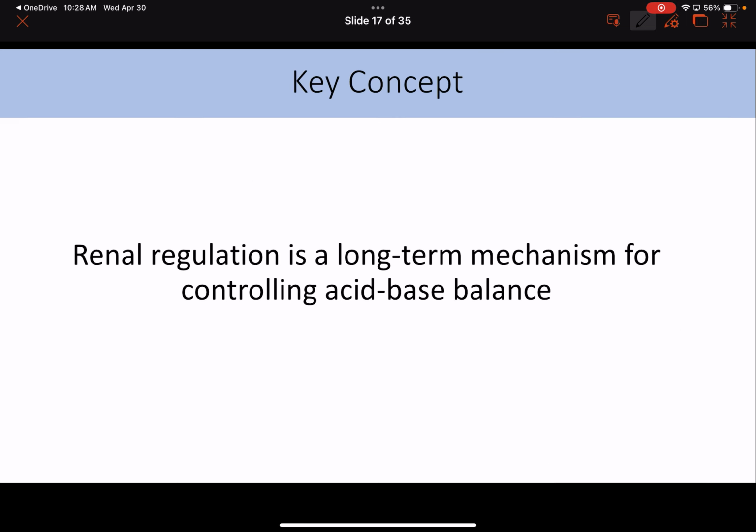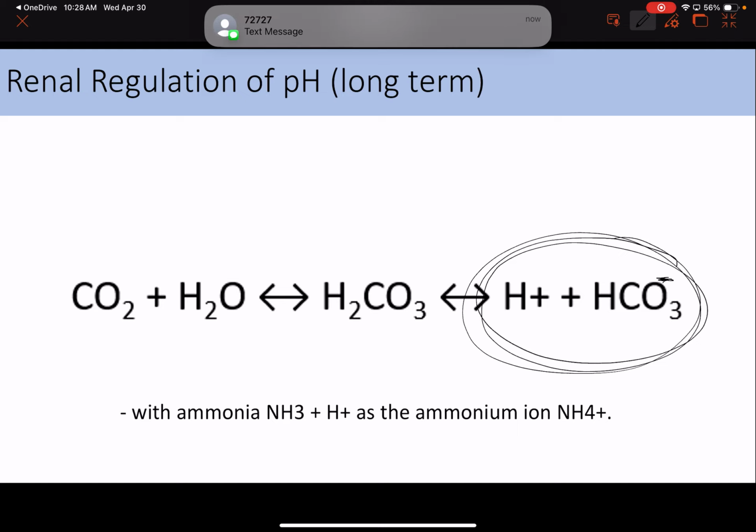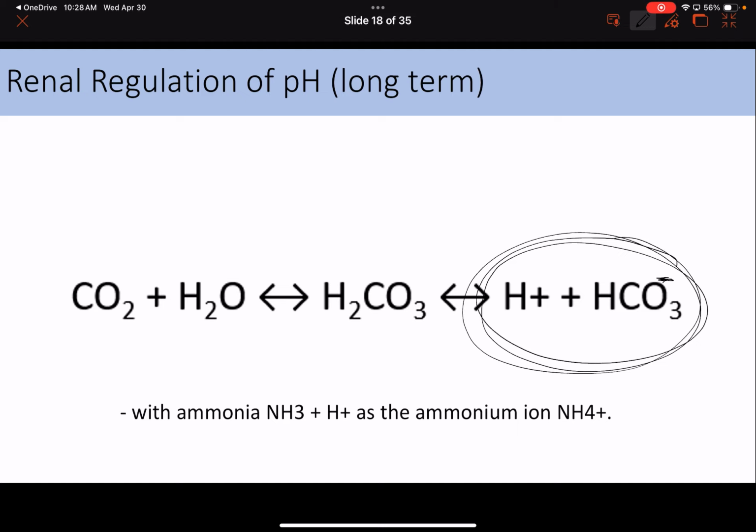All right, so renal regulation, which is the last thing that we look to for pH balance. So again, first chemical buffers like the bicarbonate buffer system, then changes in respiration rates, and then we look to the kidneys to regulate for us. And so when we're talking about kidney function and kidney regulation of pH, we're going to be regulating this side of the equation in order to balance the pH. And ammonia is sometimes used as a buffer as well, but we're not going to talk about that too much. We're going to talk more about bicarbonate today.